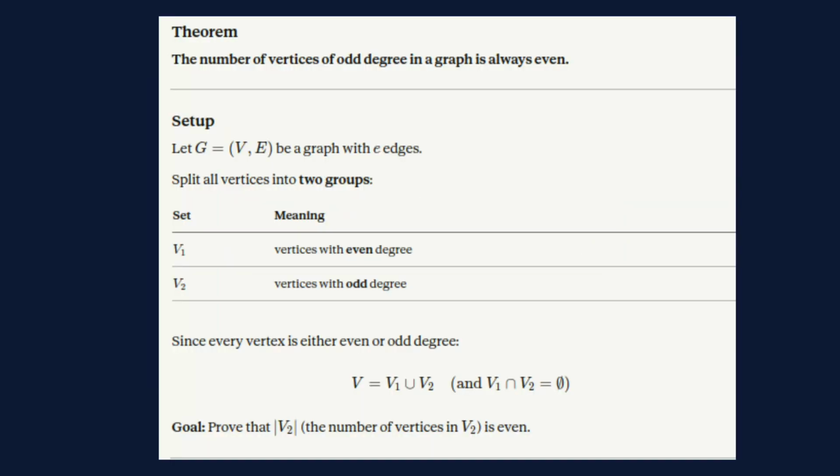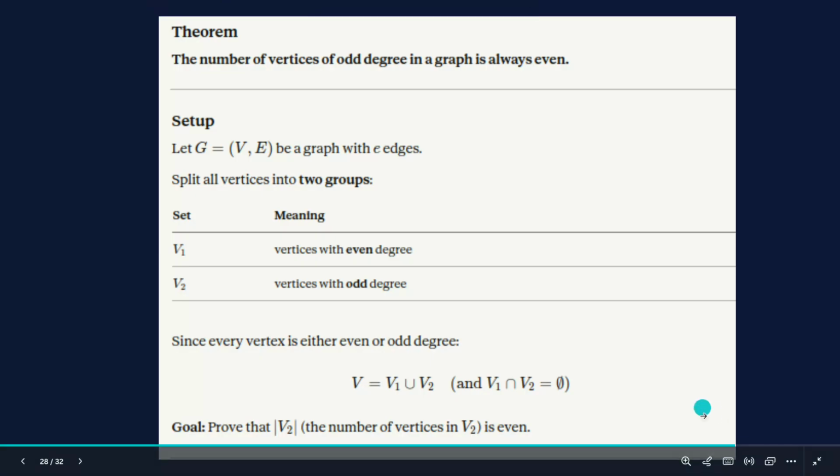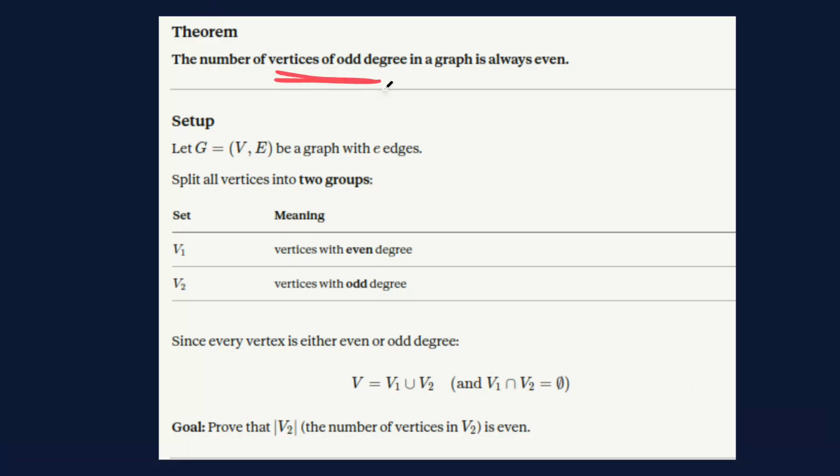Now we have the next theorem: the number of vertices of odd degree in a graph is always even. To prove this theorem, we first have to understand what it says. It says that the number of vertices which have odd degree is even. So we know that for a graph G with V vertices and E edges, we have this.